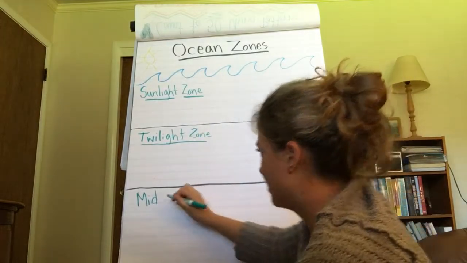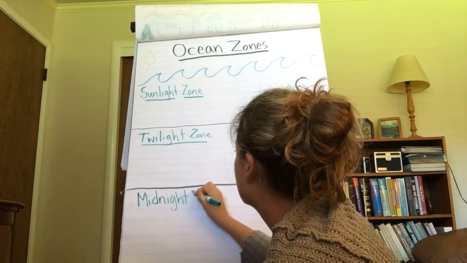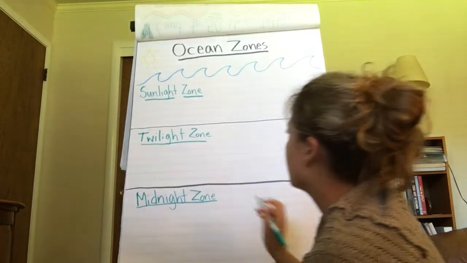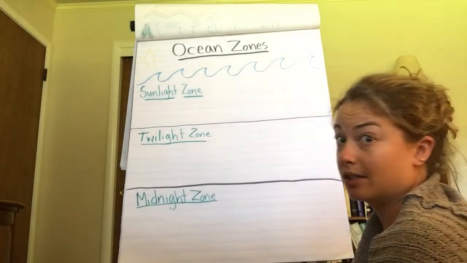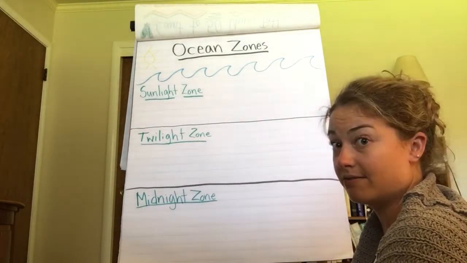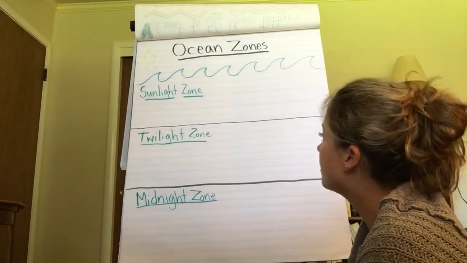It's just dark. Midnight zone. Hence it's called midnight. How much sunlight do you think reaches the bottom of the ocean like that? Absolutely none. That's why it's called the midnight zone, because at midnight, friends, there's no sunlight whatsoever, right?